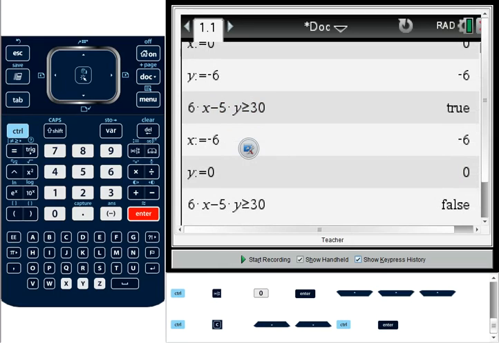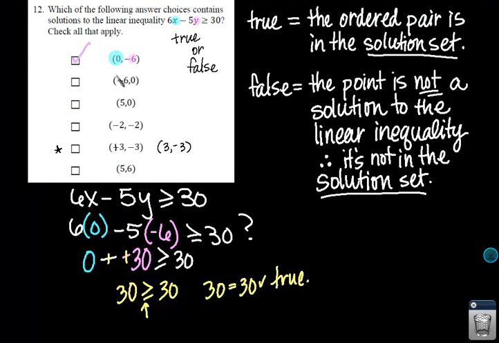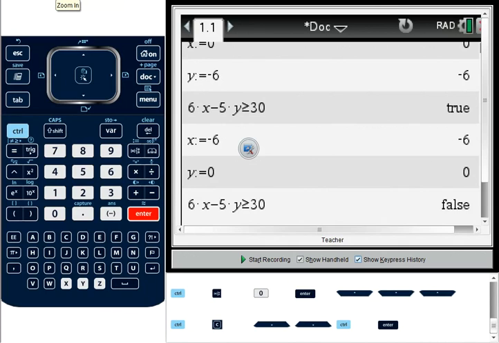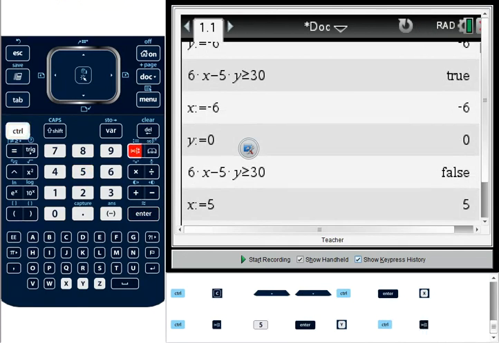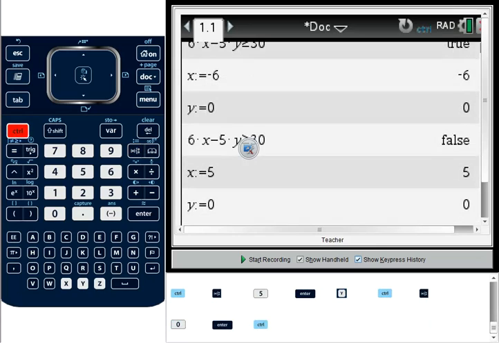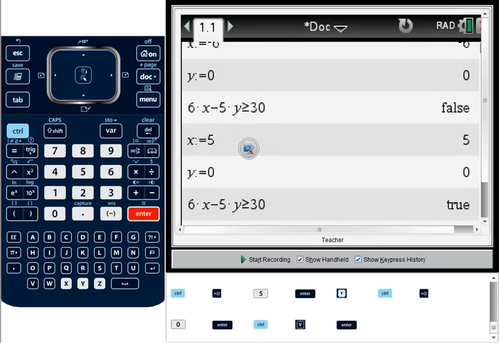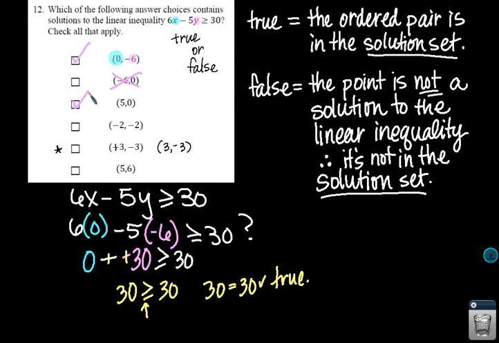So what does that mean? It's not one of the solutions. Okay, so this is a no. What are we going to do next? Test the next point. Okay, so now we're going to test 5, 0. So I'm going to store x as 5, y as 0, paste the inequality. What do I get? True. So this one is a solution.